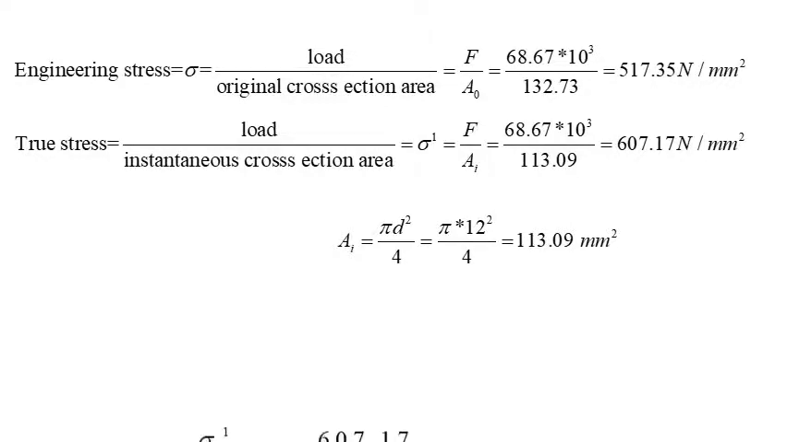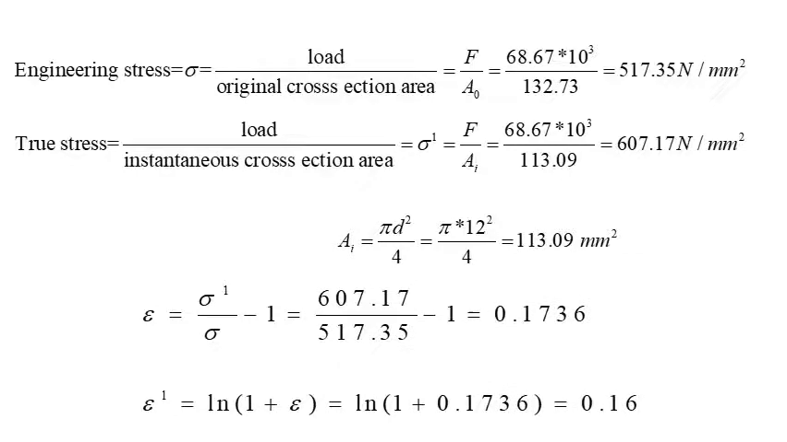Once both the stresses are done, it is easy to find the engineering strain. Engineering strain will be equal to sigma dash divided by sigma minus 1, because we know sigma t is equal to sigma into 1 plus epsilon naught. By rearranging the terms, you will get epsilon naught equal to sigma t divided by sigma minus 1, and we know the true strain will be equal to ln of 1 plus epsilon naught. Epsilon naught we found here, so substituting that, we are going to find this equation. So this is a simple equation.